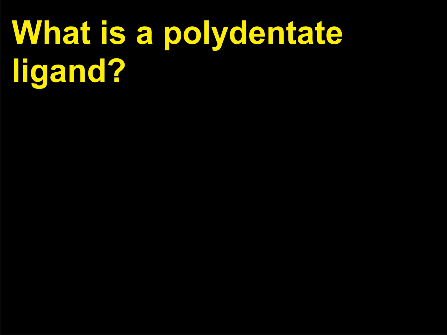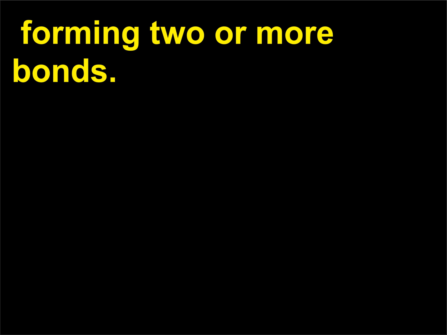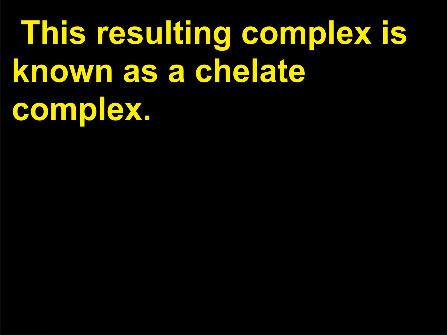What is a polydentate ligand? A polydentate ligand is a ligand that coordinates to a metal center via 2 or more atoms, forming 2 or more bonds. This resulting complex is known as a chelate complex.